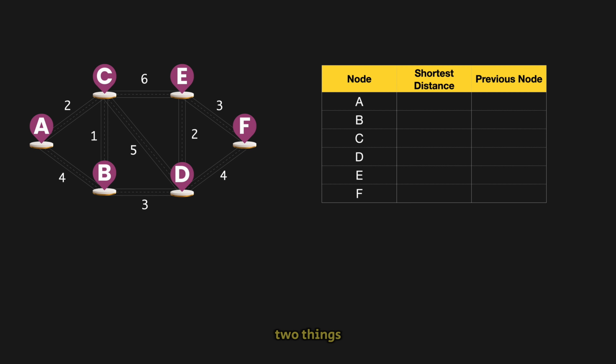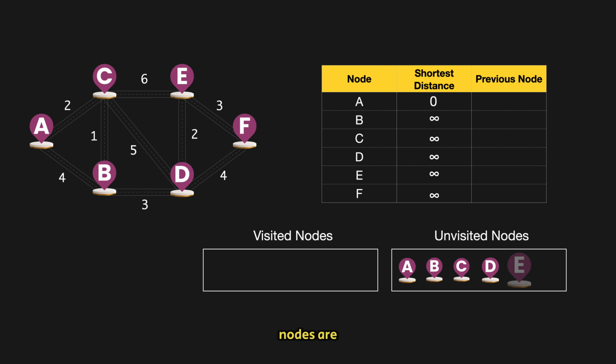To get started, we'll use a table to keep track of two things for each node. First, the shortest distance we know from node A. Second, the previous node on the shortest path to that node. At the beginning, we don't know the distances, so we set them all to infinity, which means unknown. The only exception is node A itself, which has a distance of 0. We also have two lists, one for the visited nodes and another for the unvisited nodes. At first, all the nodes are unvisited.